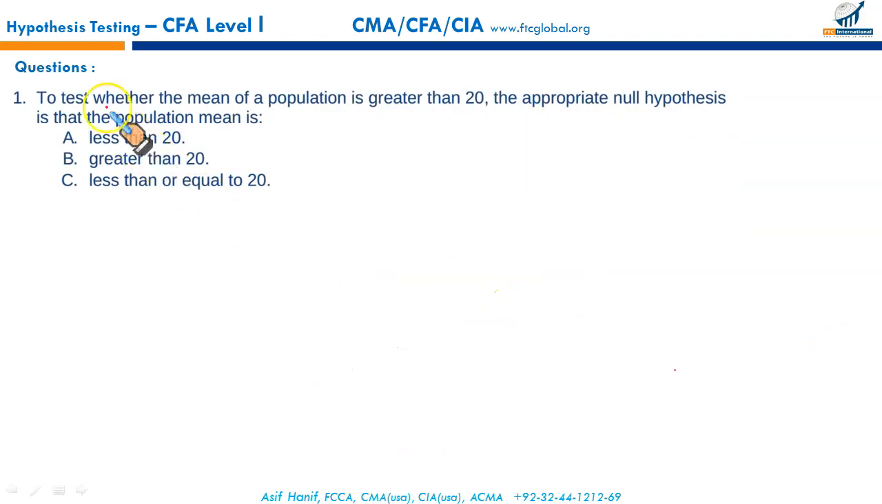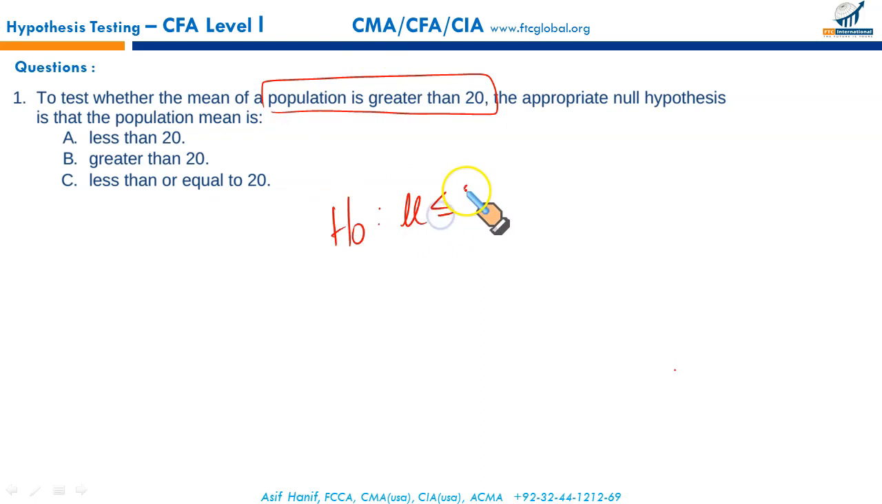All right, next question. To test whether the mean of a population is greater than 20, the appropriate null hypothesis is that the population mean is... If this is what we want to verify, then your null hypothesis has to oppose this. So your null hypothesis has to be that the mean is less than or equal to 20. And the alternative hypothesis is that the population mean is greater than 20. So that makes C the correct option.